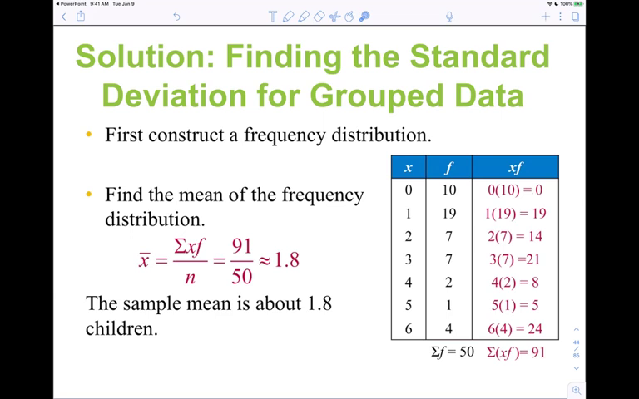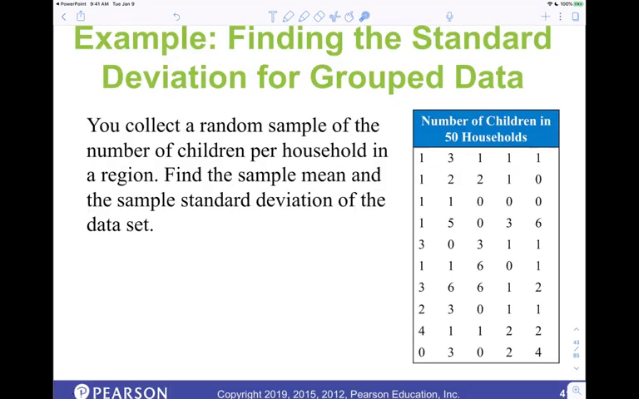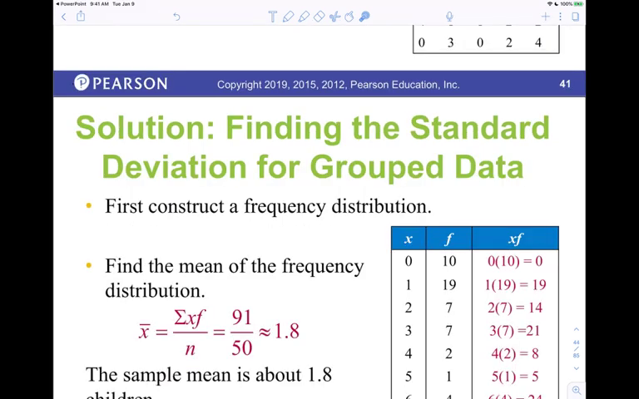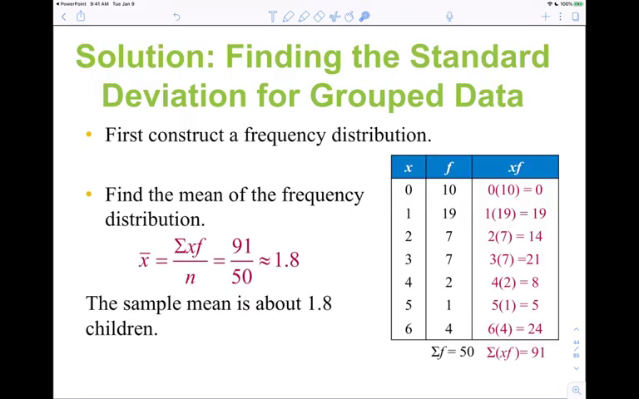Let me see. This one happened 0 times, then this one happened 19 times, this one 14, so each entry times its frequency. Then the sum of the frequencies gives us this. If we want to find the average, instead of saying 1 plus 1 plus 1 plus 1, we can say we had 19 ones. So 1 times 19 gives us this, 0 times 10 gives us this, 2 times 7 gives us this. We have all of these entries, and then we add them up. This is the same as if we just added all the entries. They add up to 91.